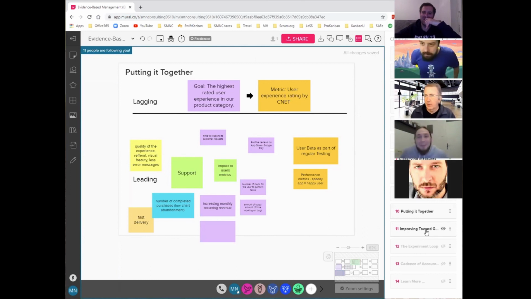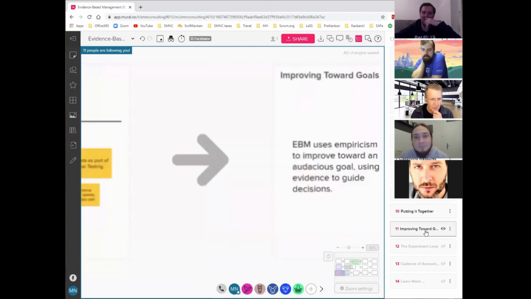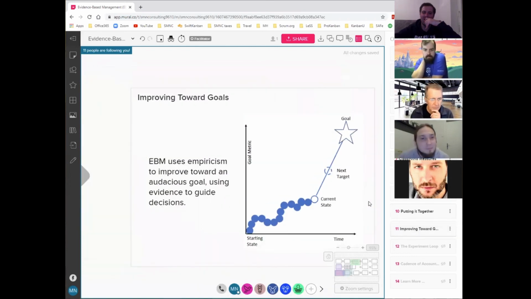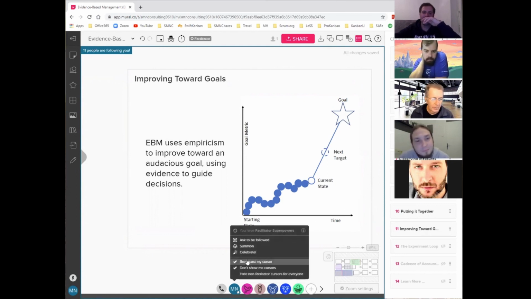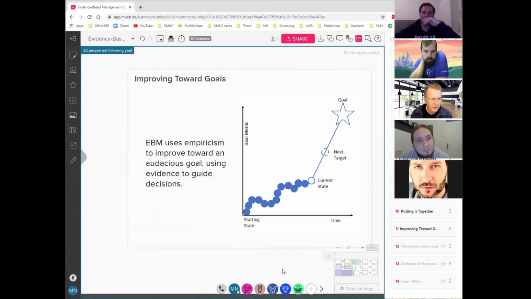Let's talk about how to use these measures in order to achieve these really ambitious goals. So we're going to take a look at this little visualization, a model of thinking about evidence-based management as an improvement framework. And if you're following along in the mural, I'll summon you to this space. So this is an empirical method. Okay, again, empiricism fits to solve in a complex space.